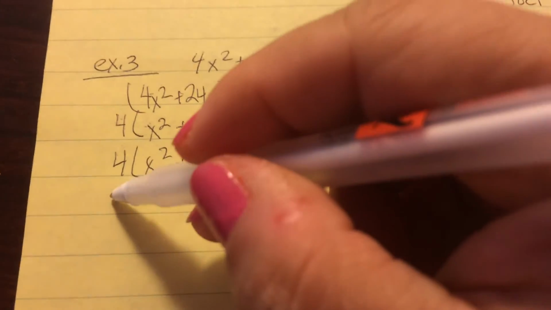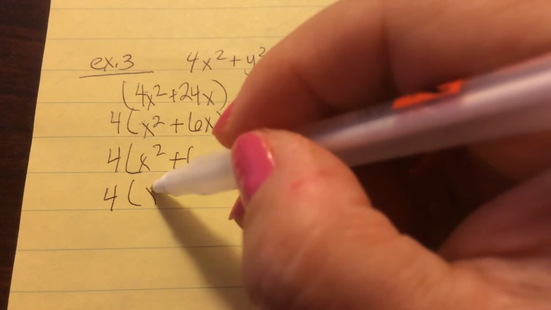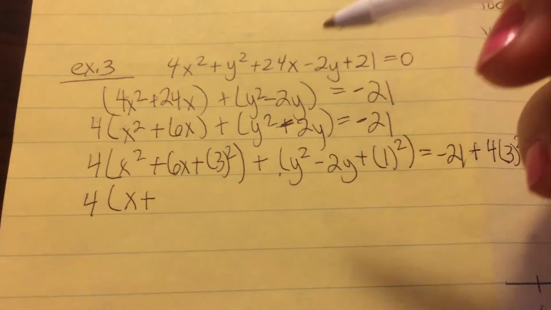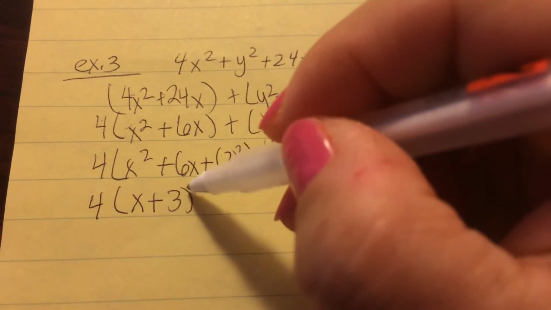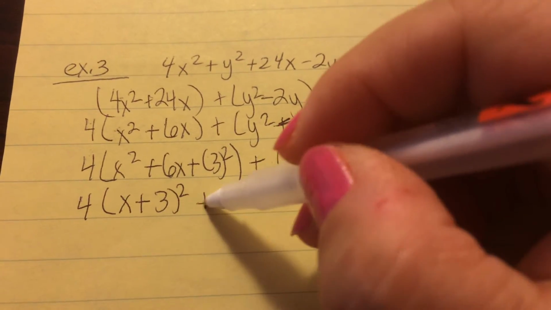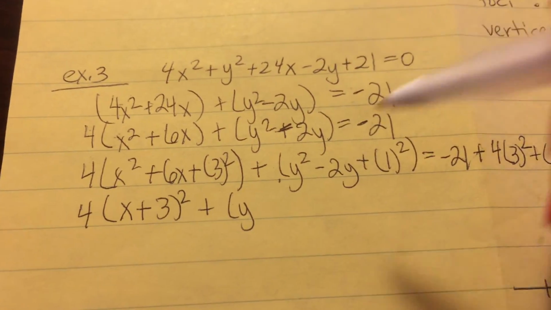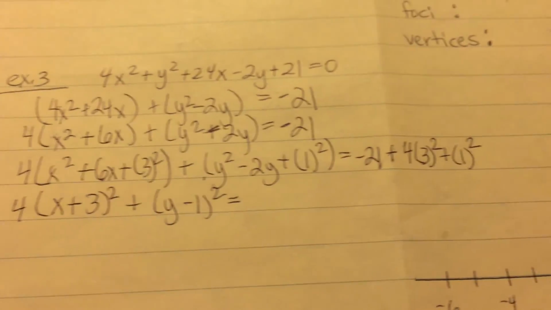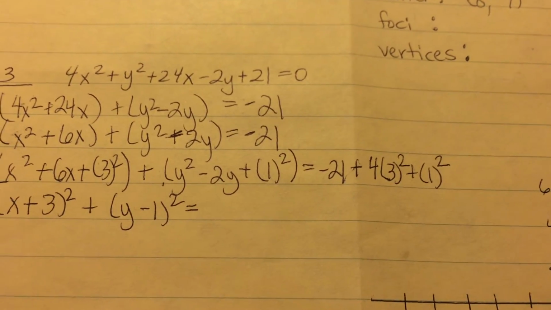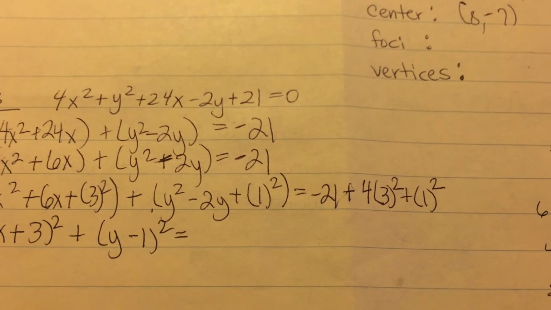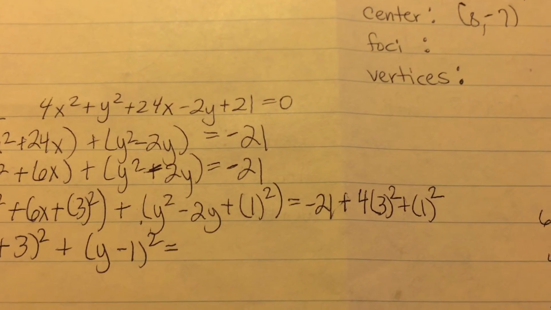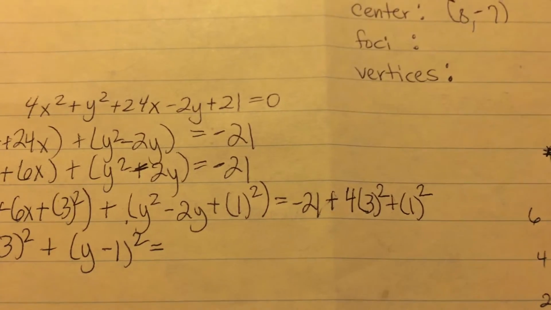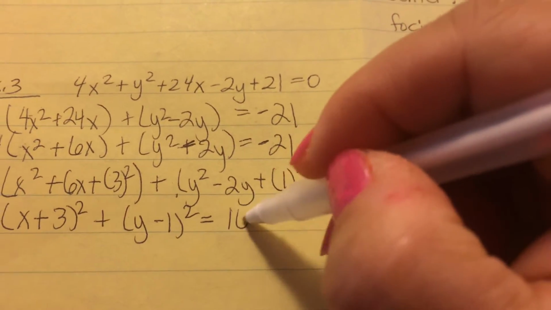So then we clean this up. We have this perfect square, x plus 3 squared, and then we have plus y minus 1 squared is equal to, and then we have to work that out. So let's see, negative 21 plus 4 times 3 squared plus 1 should give us 16. So 16 is right there.